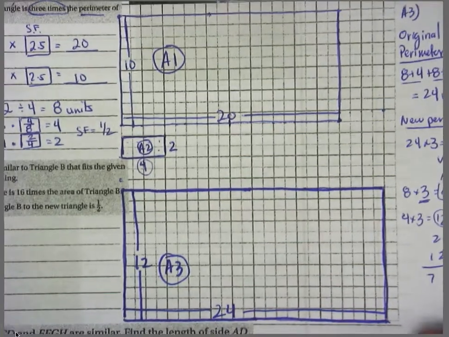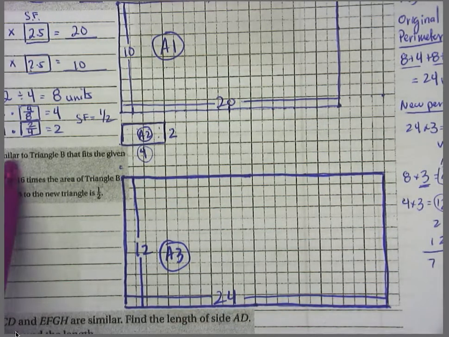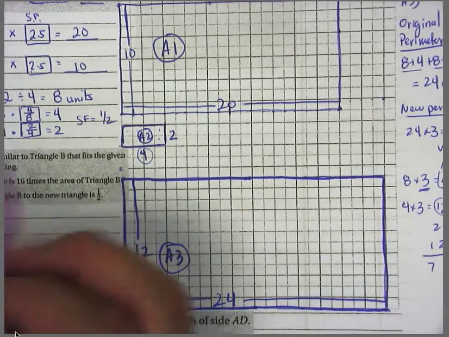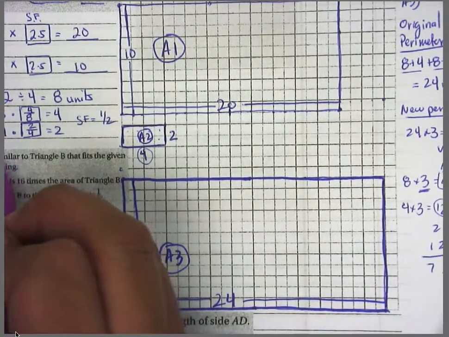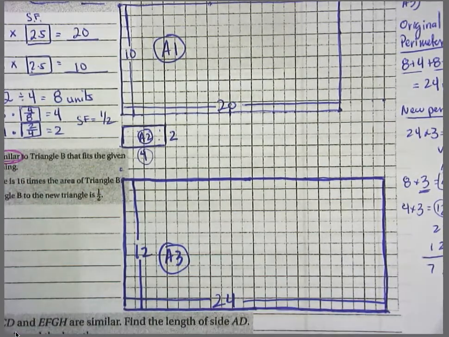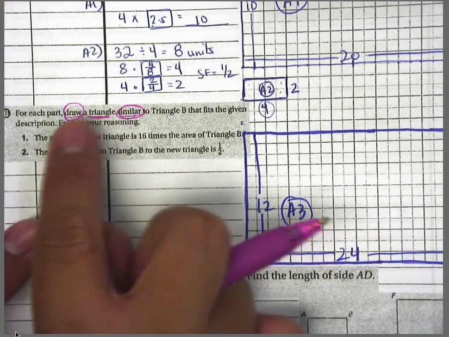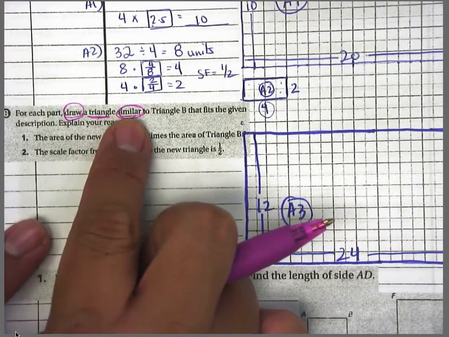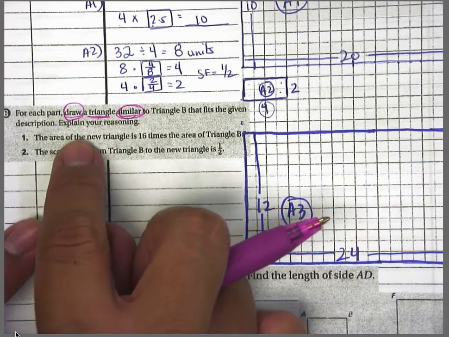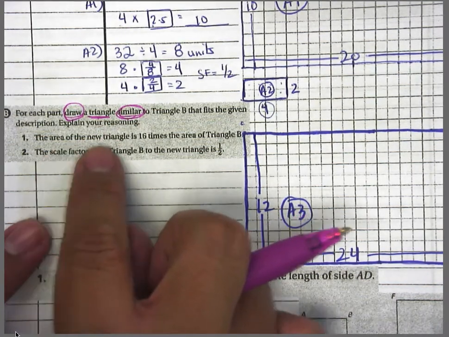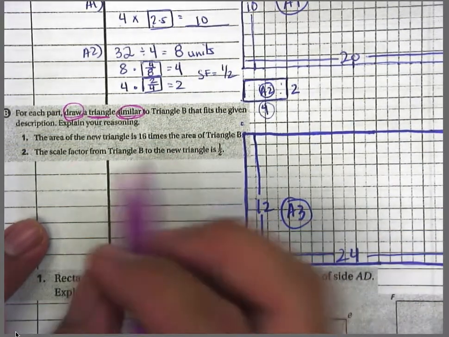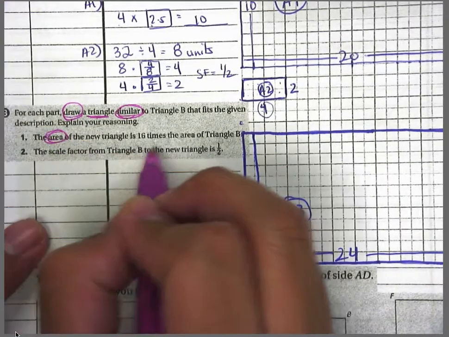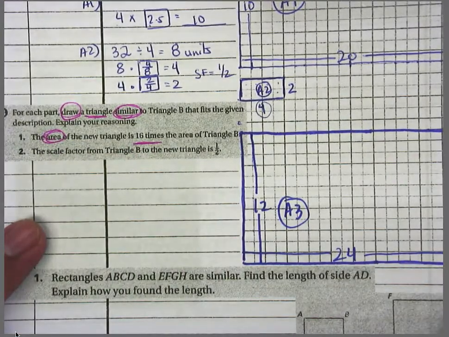All right, so it says for each part, draw a triangle similar to triangle B that fits the given description, and explain your reasoning. So the area of the new triangle is 16 times the area of the original triangle. Okay, area 16 times.